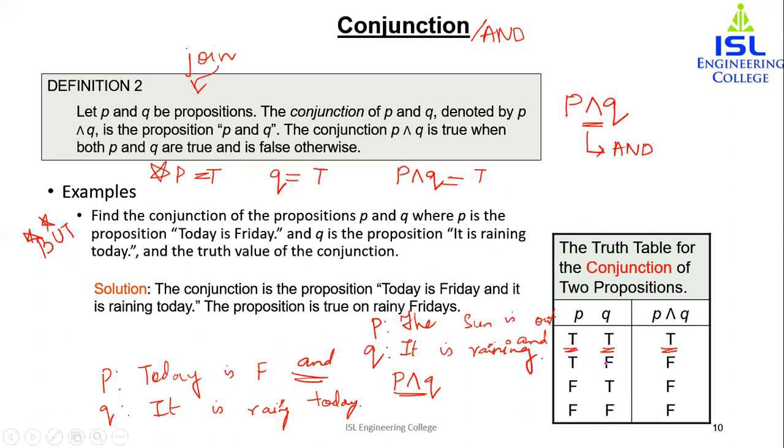Now what happens if P is true and Q is false? One of them is false, so the conjunction will become false. Similarly, if P is false, Q is true, it is still false, and if both of them are false, again this is false. The most important point is the one that I have written over here. Let me just highlight it so that you will understand. This is very, very important. The conjunction P and Q is true when both of them are true. In all the other cases, it is false.